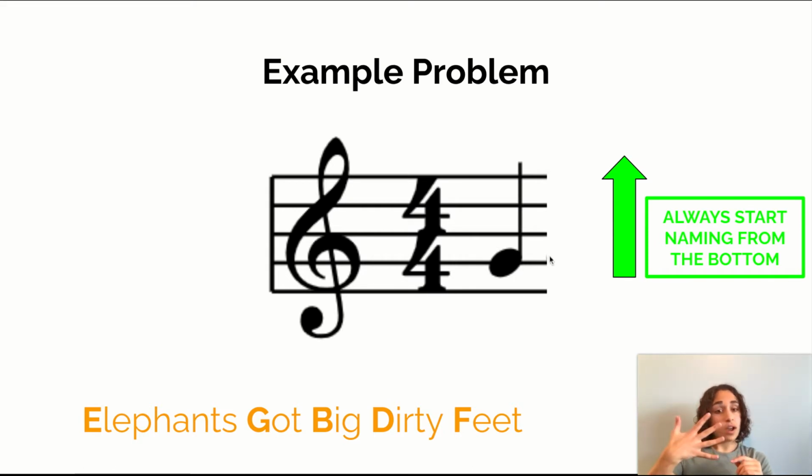So let's get our handy dandy hand staff ready. We're going to start from the bottom, start from our little pinky finger, and we're going to use our mnemonic device. We're going to say elephants got, and we're going to stop there on that line because the note is on the second line. Elephants got. Now, got starts with the letter G, so that must be the name of the note. This is called a G. Got it? Let's try a couple of practice problems here.